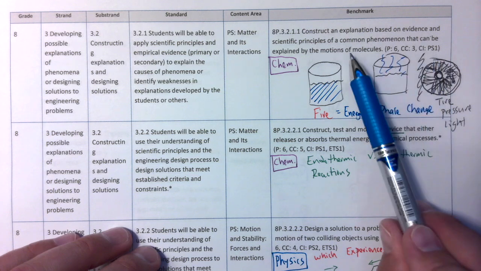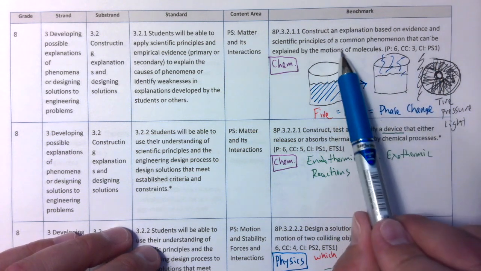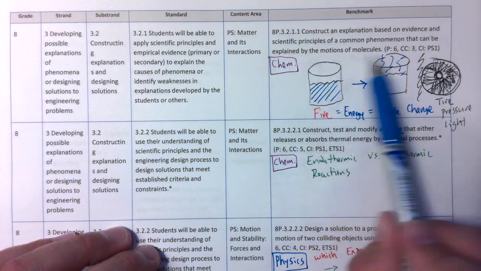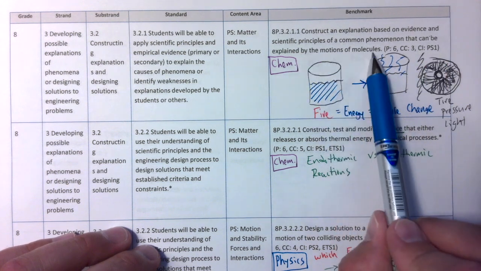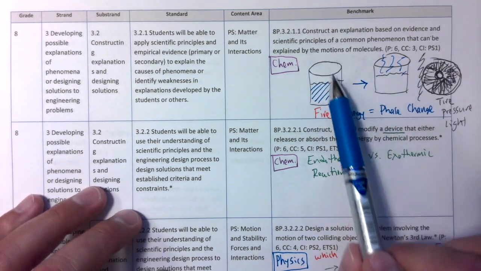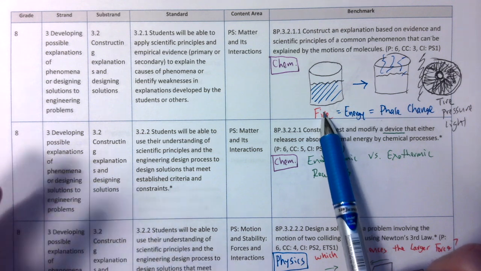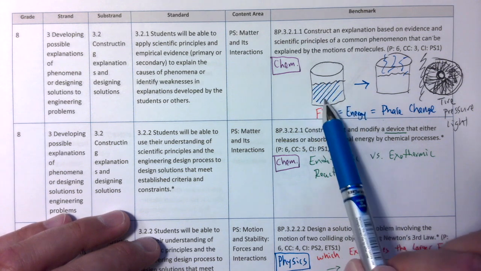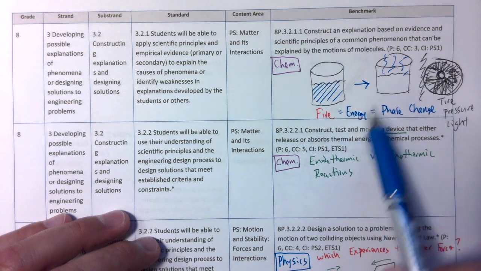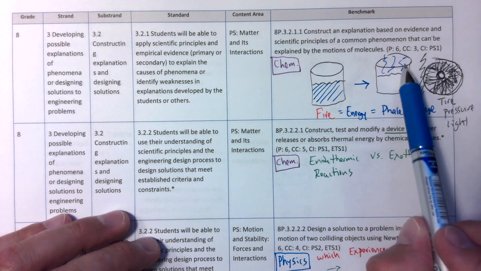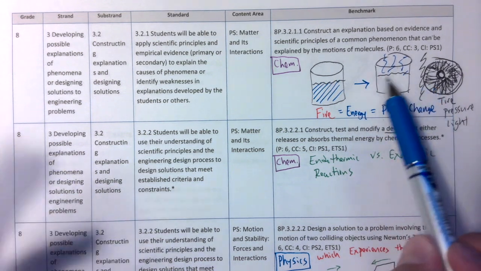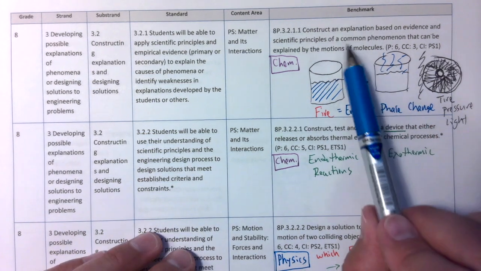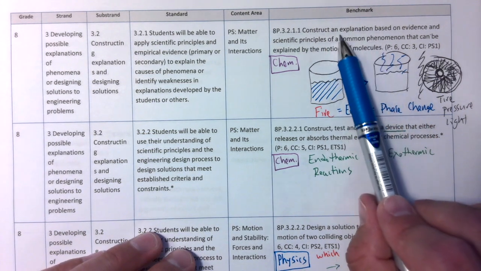Construct an explanation based on evidence for common phenomena that can be explained by the motion of molecules. So basically, motion of molecules. I start to think about phases of matter. I just thought to myself, the other night we made spaghetti. So a good example: you have water as a liquid, you put energy into it. Maybe you leave the top to the pot on, and you could ask them, why does it do that? And then, because it says construct an explanation, it's important to make them construct it, right?